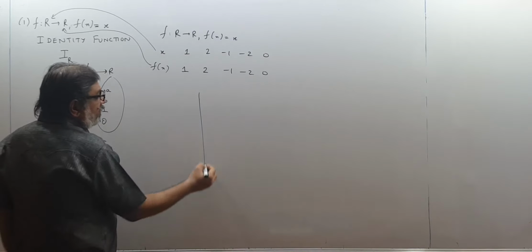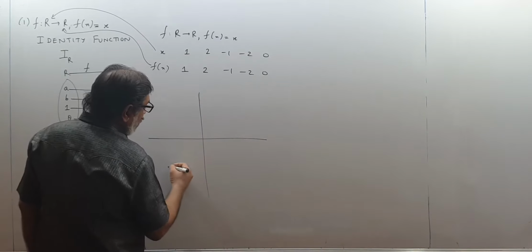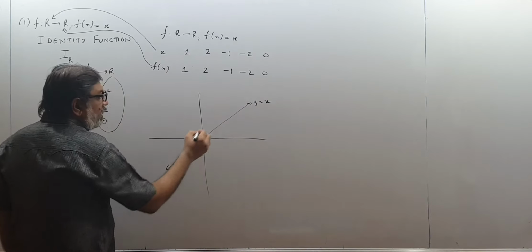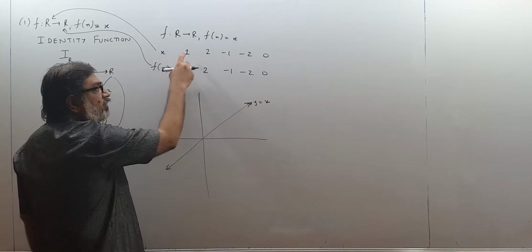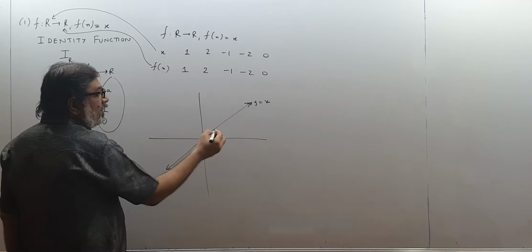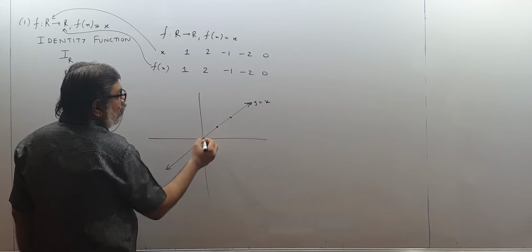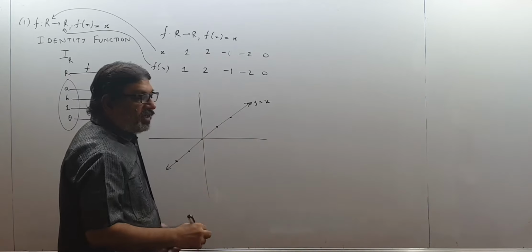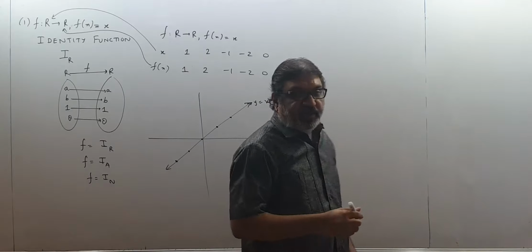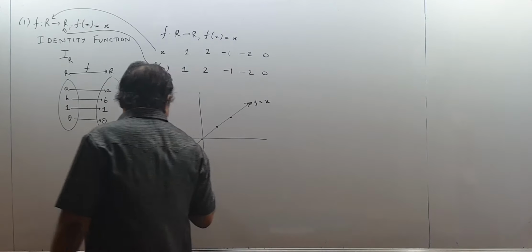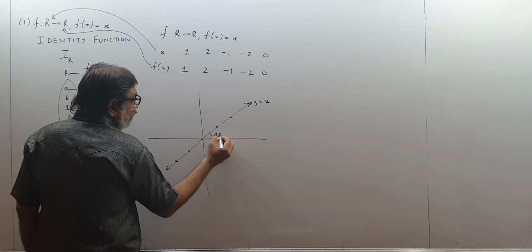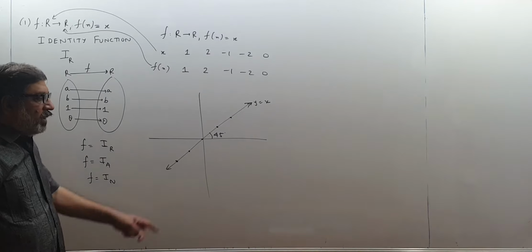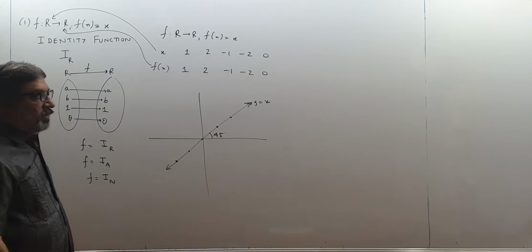If I draw the graph, it will come like this. It will be on the line y equal to x, because x and y are equal. And if you try to draw the graph of points (1, 1), (2, 2), (minus 1, minus 1), (0, 0), (minus 2, minus 2), it will be a straight line graph at an angle of 45 degree. Basics of coordinate geometry, if you know, then you will realize the slope of this graph will be 1.